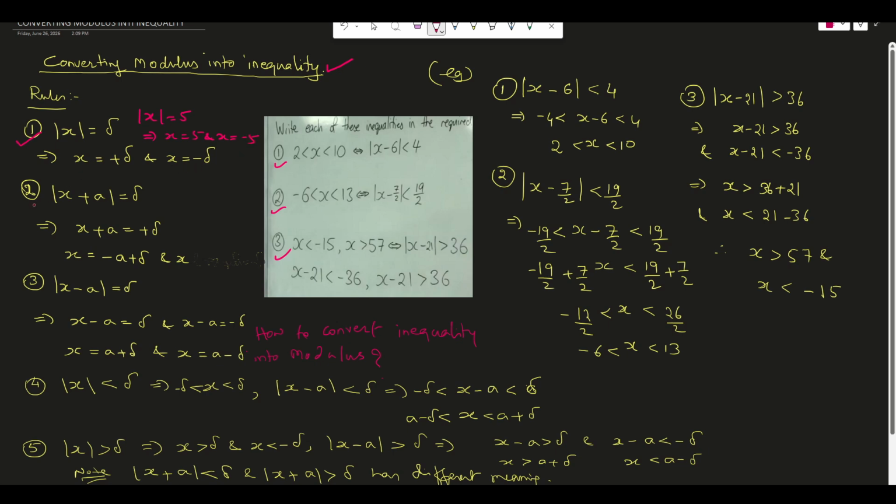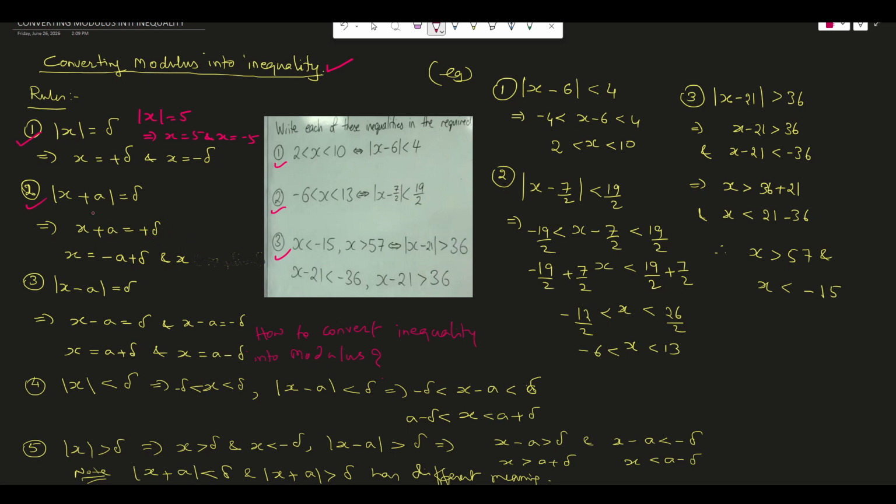Okay. The second rule is, instead of x, you have an expression or a linear expression like x plus a. So if modulus of x plus a is equal to delta, then x plus a will be plus delta and x plus a is equal to minus delta. Okay, the meaning of this is just that instead of x, you have to replace x plus a. So x plus a is equal to plus delta and x plus a is equal to minus delta. That is the meaning of it.